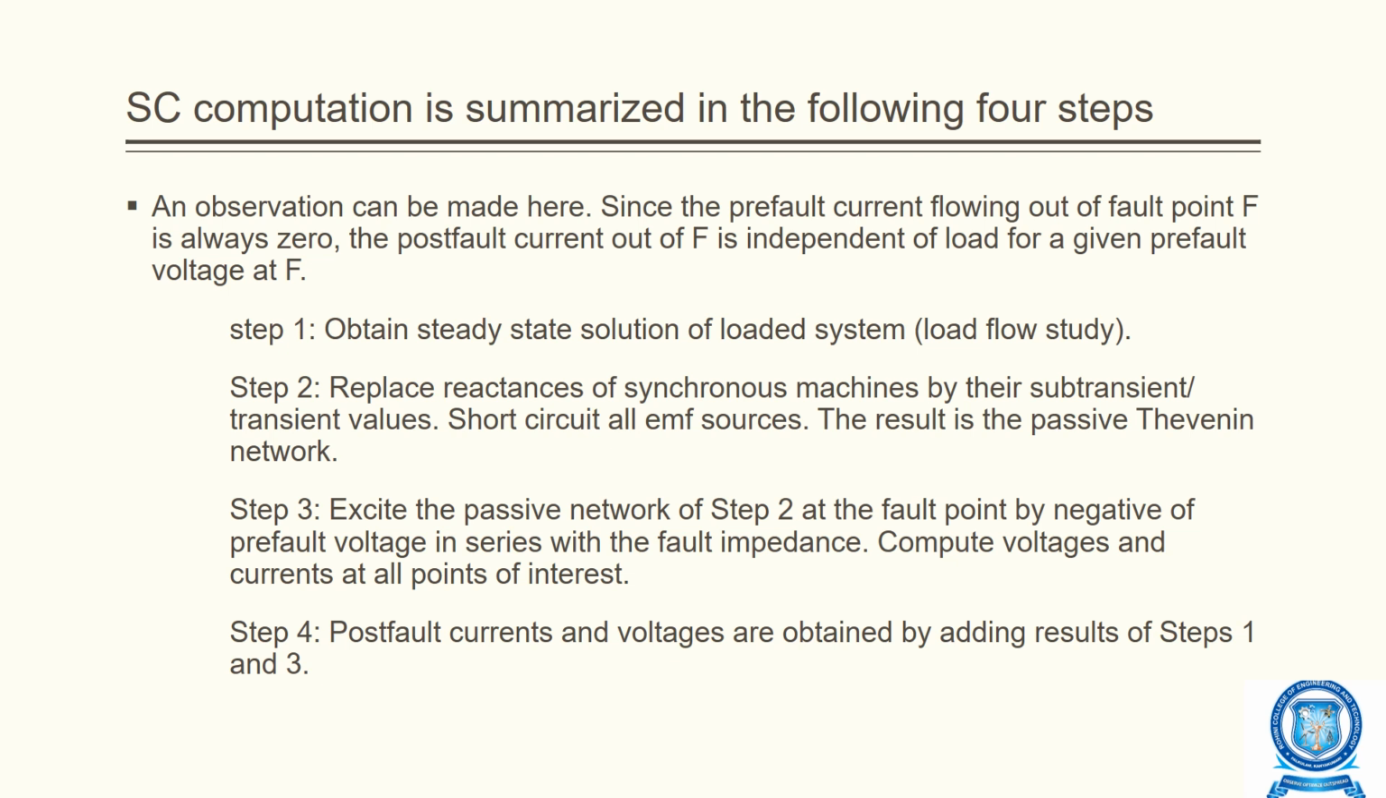Step 2. Replace the reactance of synchronous machines by their subtransient and transient values. Short circuit all EMF sources, and the result is the passive Thevenin's network. Step 3. Excite the passive network obtained in step 2 at the fault point by the negative of the pre-fault voltage in series with the fault impedance. Compute the voltage and current at all points of interest. Step 4. Post-fault currents and voltages are obtained by adding the results of steps 1 and 3.